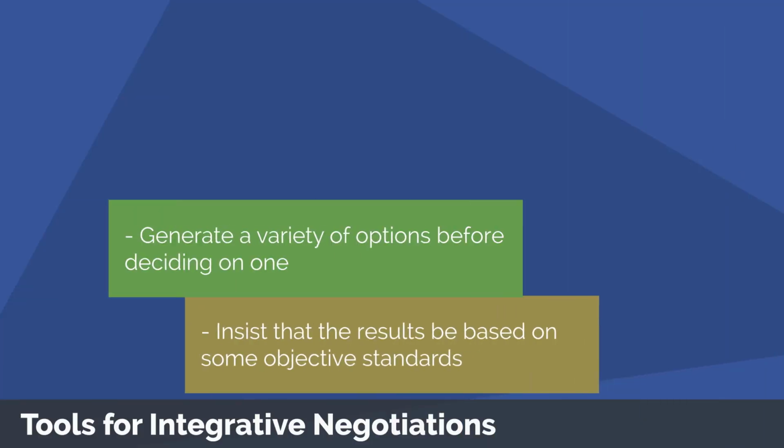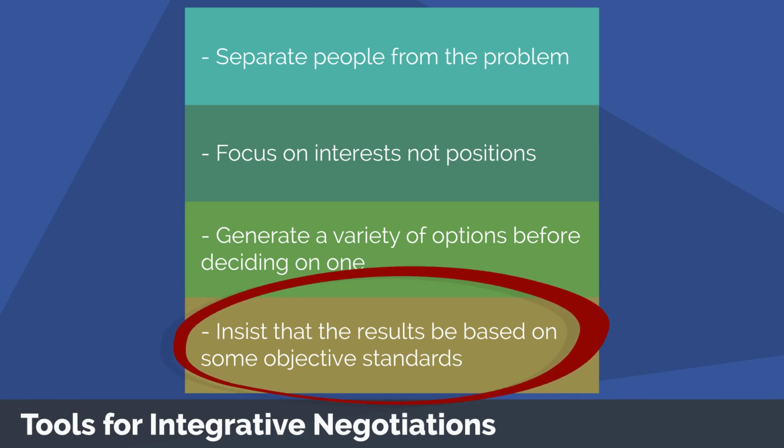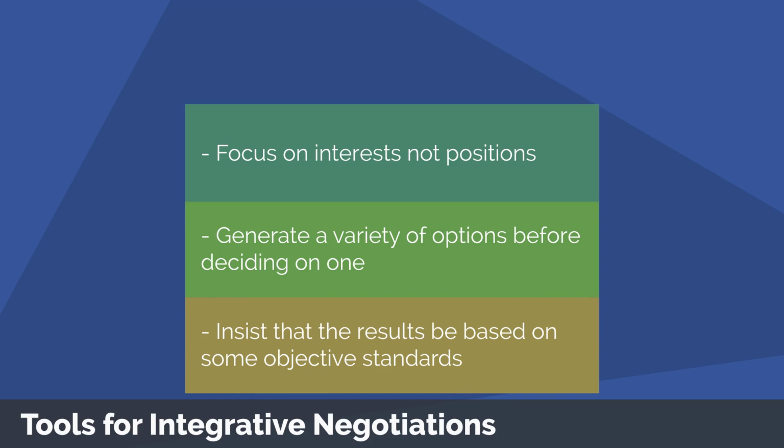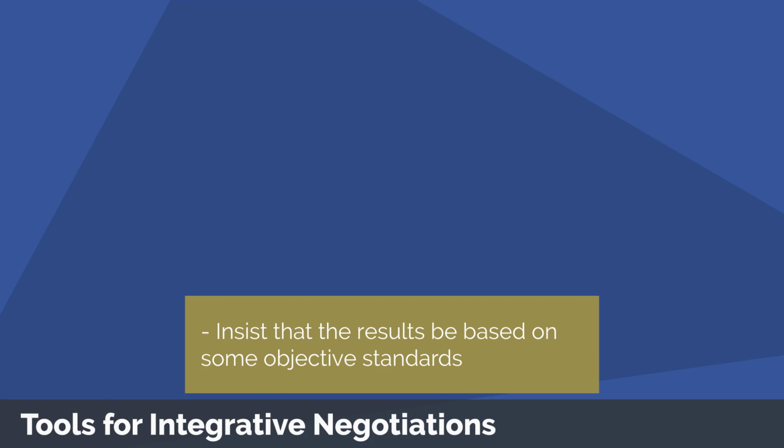Remember, there are 4 tools for integrative negotiations. This video focuses on the 4th tool, insisting that results are based on objective standards. Once you separate the people from the problem, uncover the interests underlying the positions, and generate a variety of options, then what? Here's where having some objective standards to evaluate each option against is really useful.